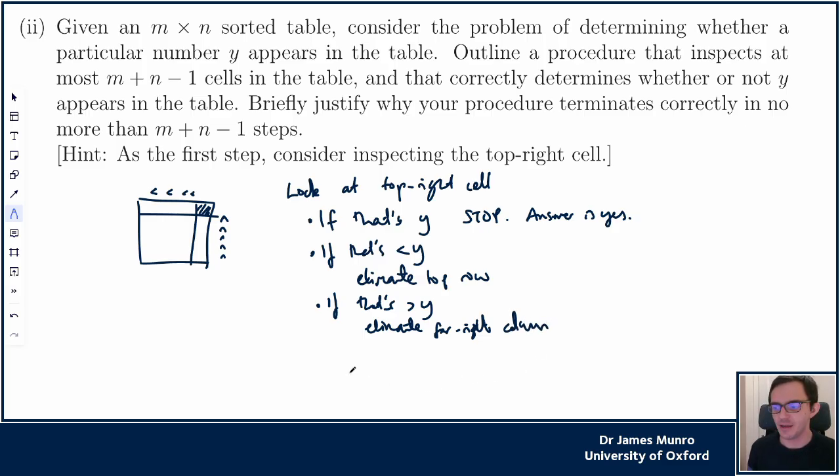Okay, and then if you're still going after you've checked this and you haven't found y yet, my step here is going to be to repeat this process until you either find y and stop, or have no table left.